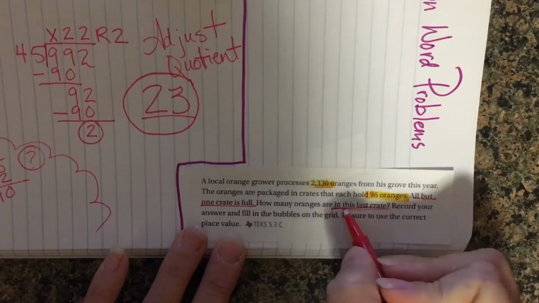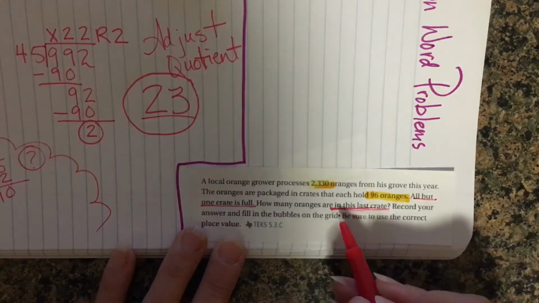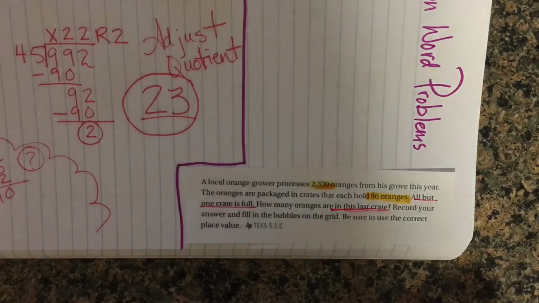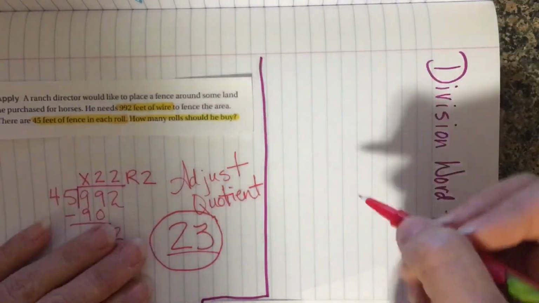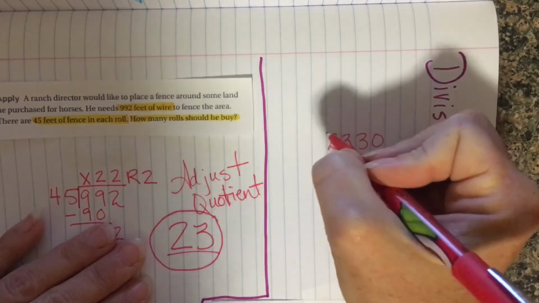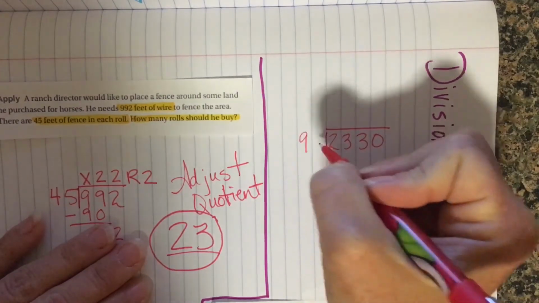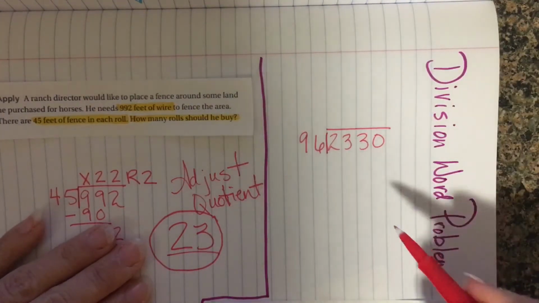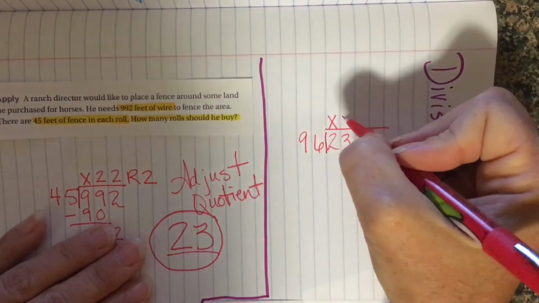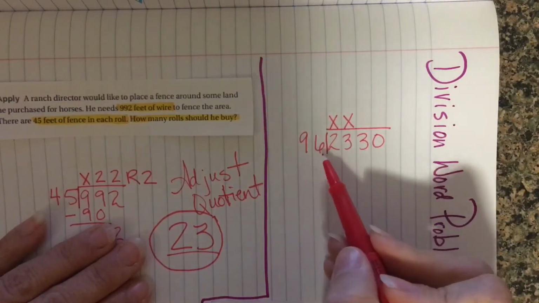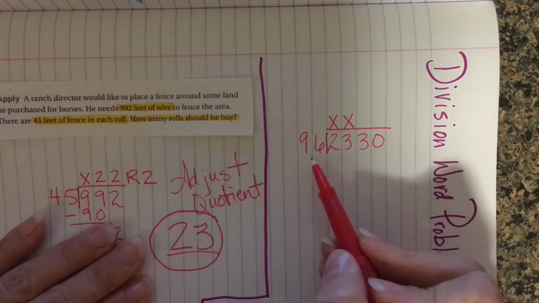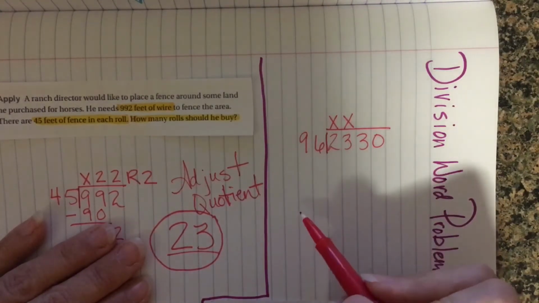I don't need to know the whole quotient answer for this. I just want to know how many oranges are in the last crate. So I'm going to do this problem, 2,330 divided by 96. So we're going to divide. I know 96 can't go into 2. 96 can't go into 3. I've got to figure out how many times 96 goes into 233. Well, 96 is really darn close to 100, and 100 can go into 200 2 times.